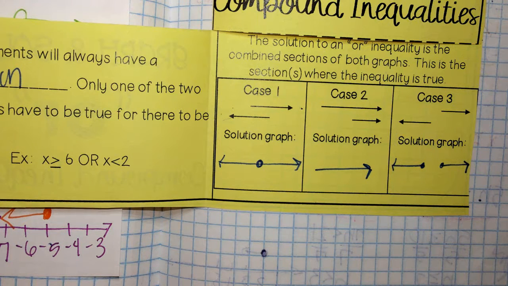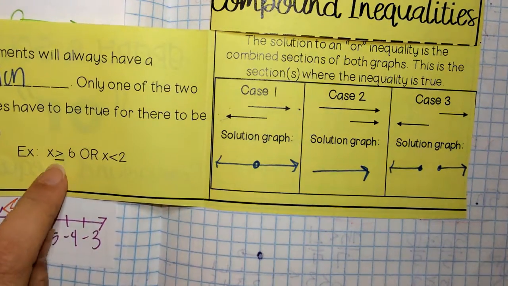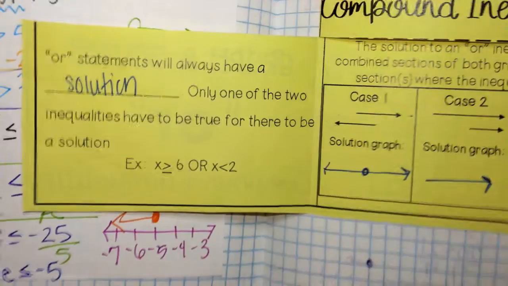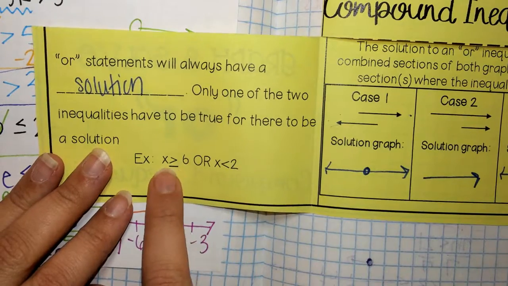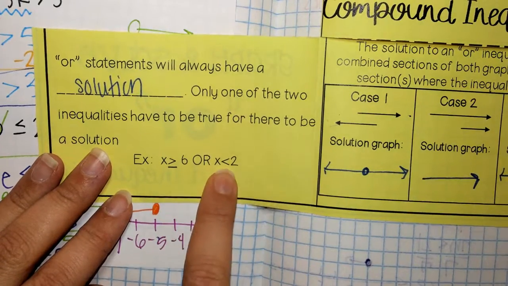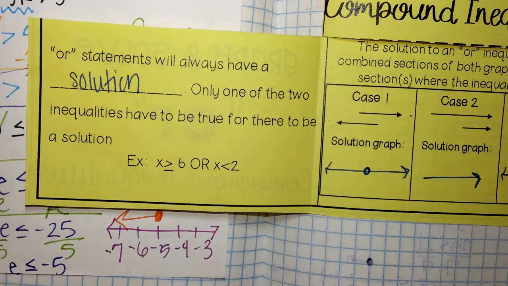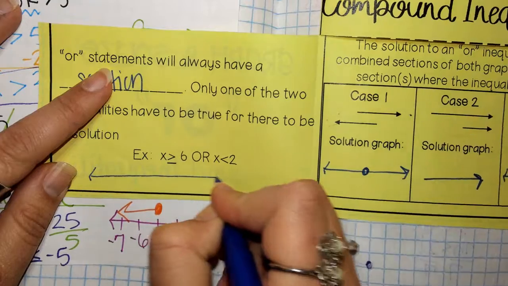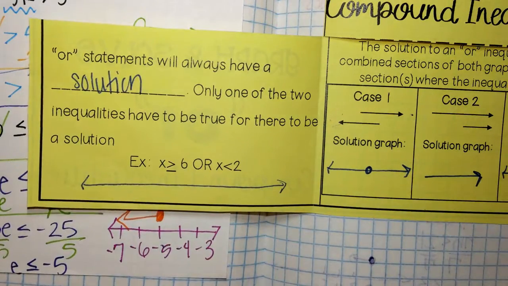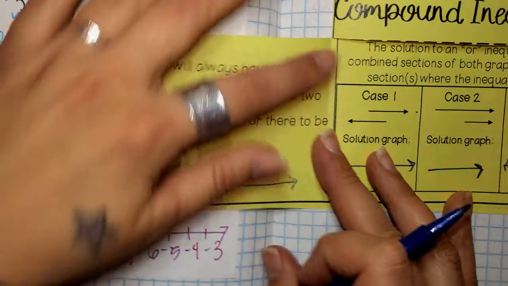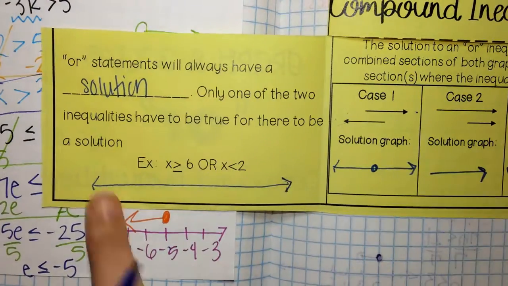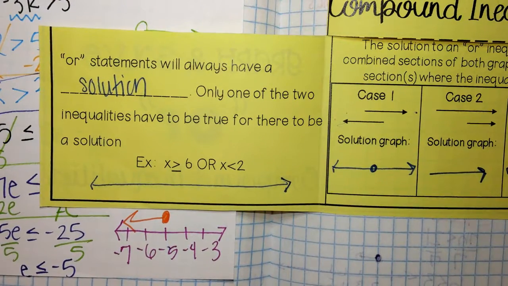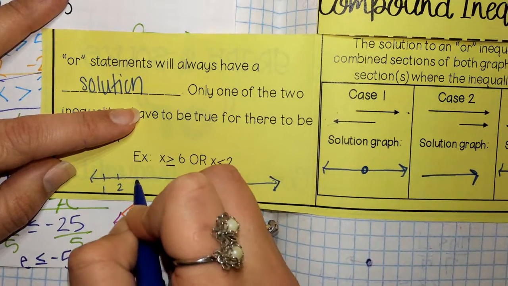Alright, here we go. To start practicing, we're going to grab the example that they gave us. Read this example right here. X is greater than or equal to 6, or x is less than 2. So let's draw our number line under here. What numbers do we need on our number line? 6 and 2. What's going to go on the left? 2. All right, so 1, 2, 3.